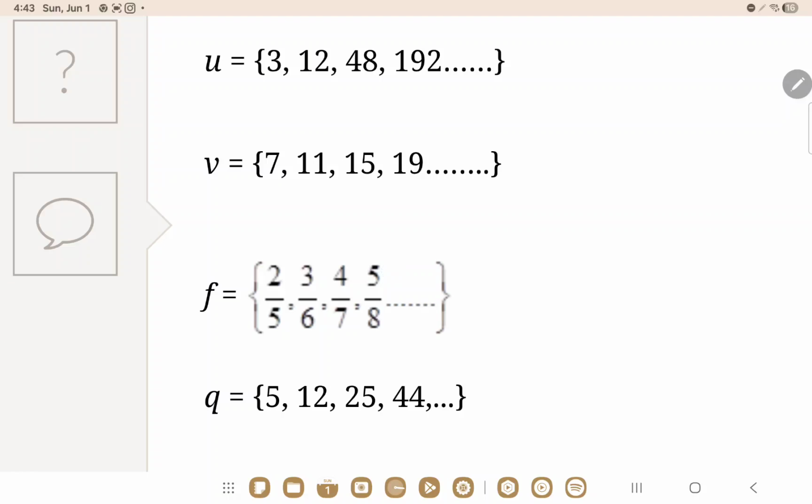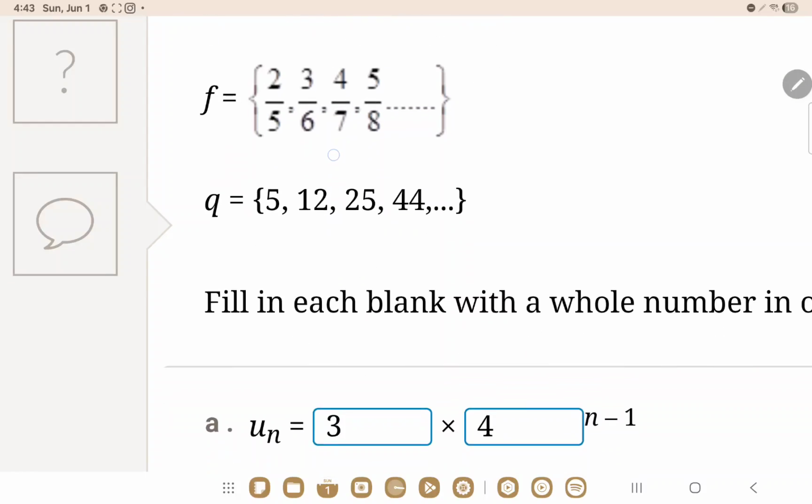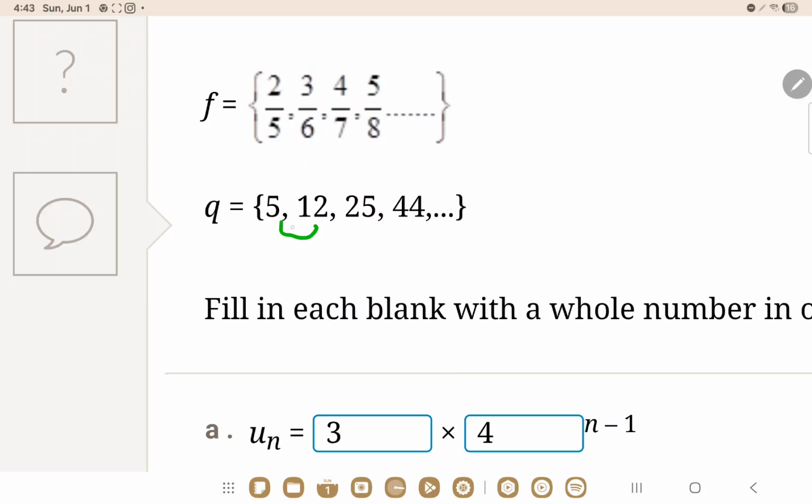Last one, we have to do something else. We need to first try subtracting. When you subtract 5 from 12, you get 7. 25 minus 12, we get 13. 44 minus 25, we get 19. Now again, 13 minus 7 is 6. 19 minus 13 is 6. So what's this? What's it called again? Not a cubic sequence, it's a quadratic sequence.